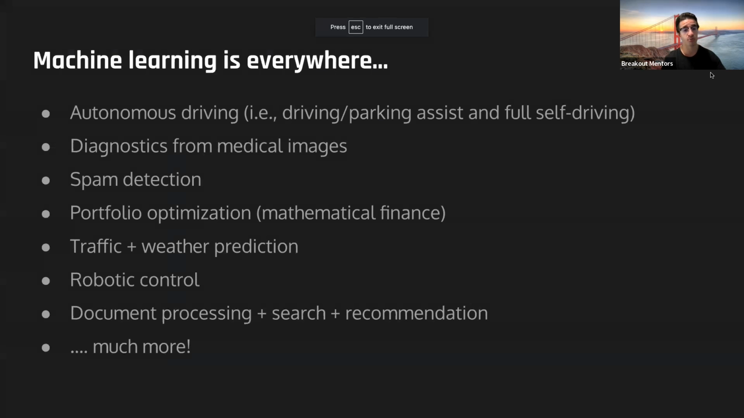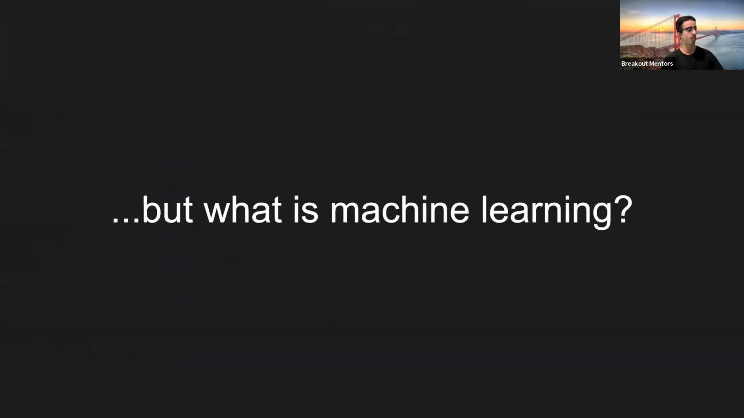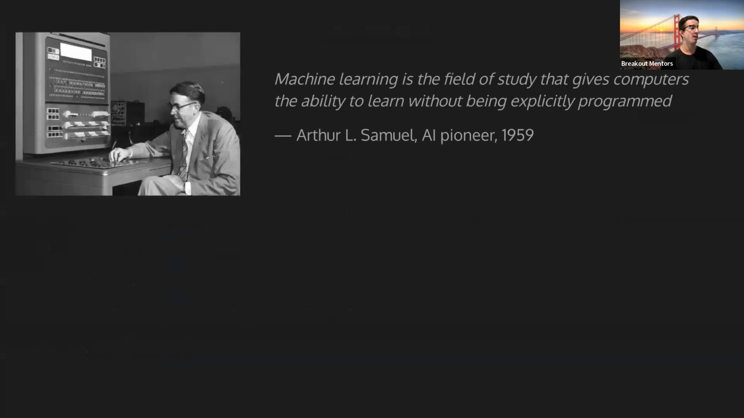So machine learning, we're seeing it everywhere. It's definitely the buzzword, machine learning, AI. Everybody knows about them, hears about them a lot, but what is it, right? So we see it everywhere, but what is machine learning? A pioneer of machine learning back in 1956 or 59, Arthur L. Samuel, is quoted saying, machine learning is the field of study that gives computers the ability to learn without being explicitly programmed.